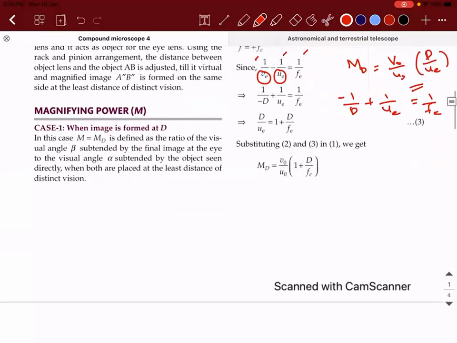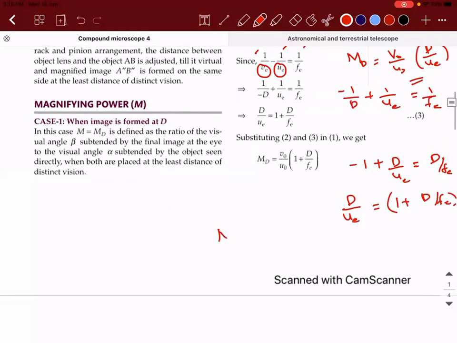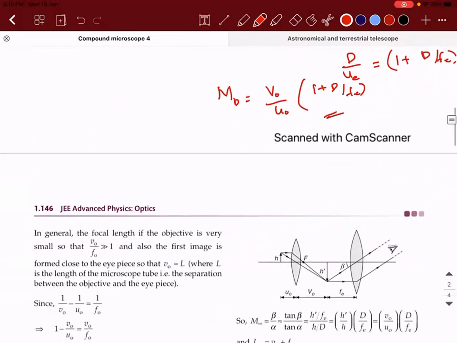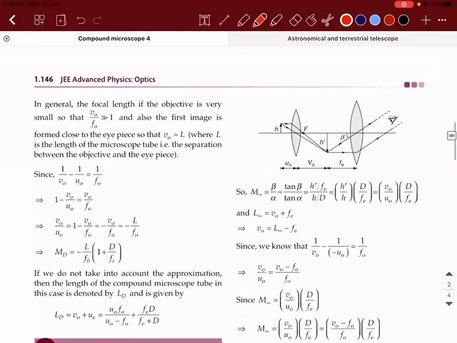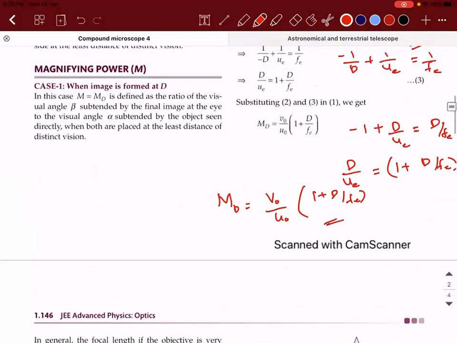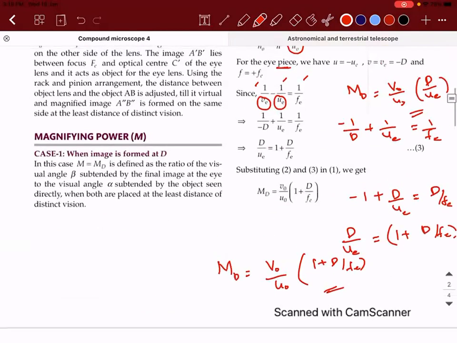Multiply with D on both the sides. Minus 1 plus D divided by UE is equal to D divided by FE. So D divided by UE will be equal to 1 plus D divided by FE. So the final magnification MD will be equal to V naught divided by U naught into 1 plus D divided by FE, and all those things will be a negative value also because the image is inverted. So it becomes negative value. Did you understand? This is the value of magnification produced due to the compound microscope.